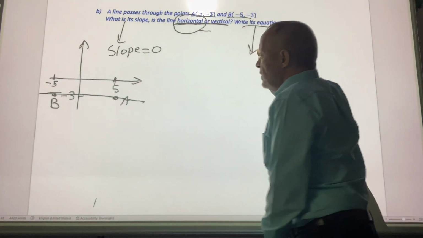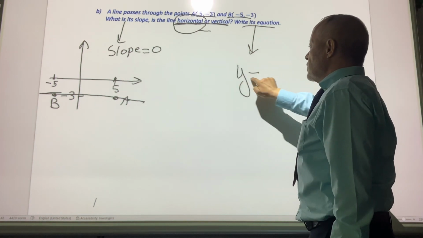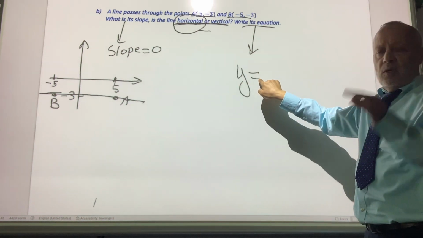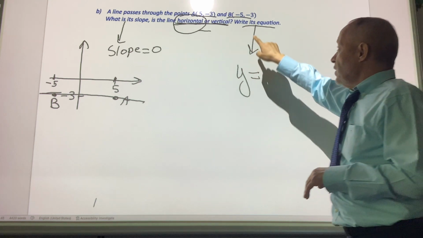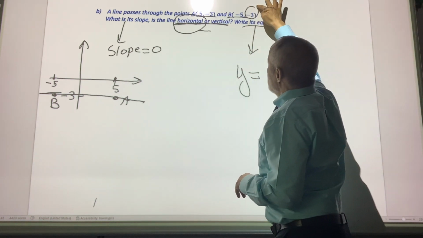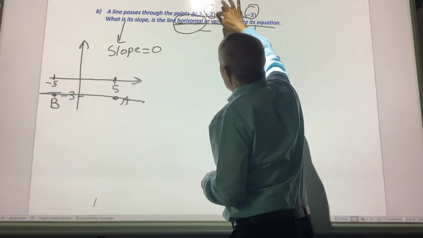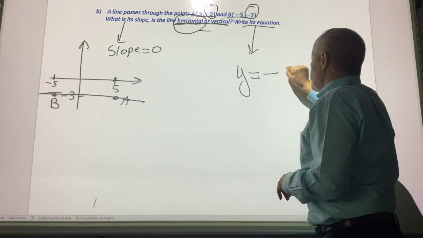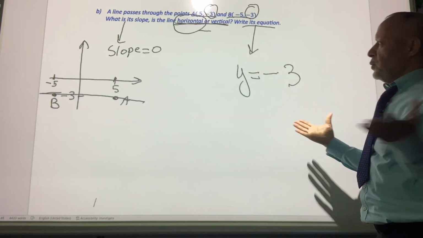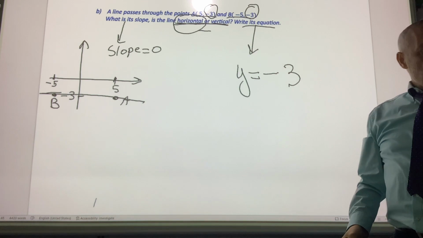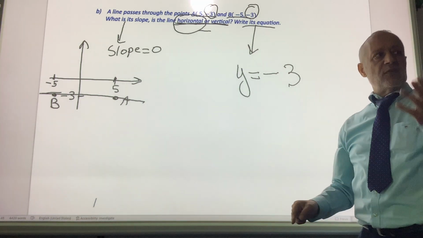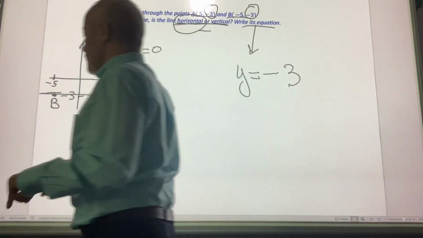The equation for this line is y equals constant. Any horizontal line, y equals constant. Take any constant here, this y. Can you see this y or this y is the same? So y equals negative 3. We are done.